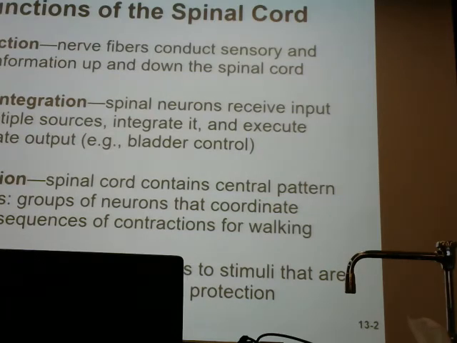Is that still true for reflexes, like the pupillary response, where it's actually closer to the brain than the spinal cord?